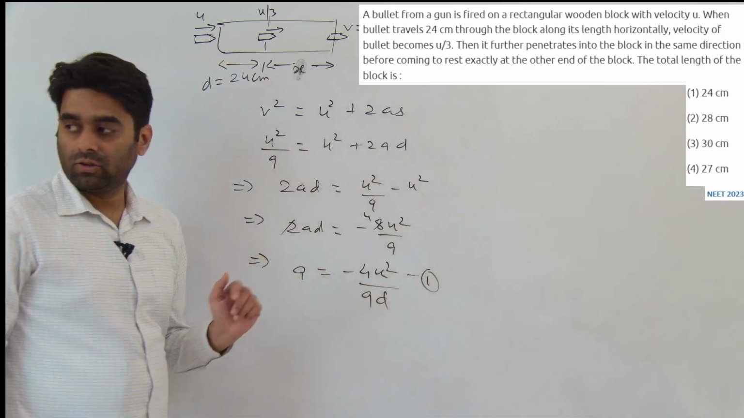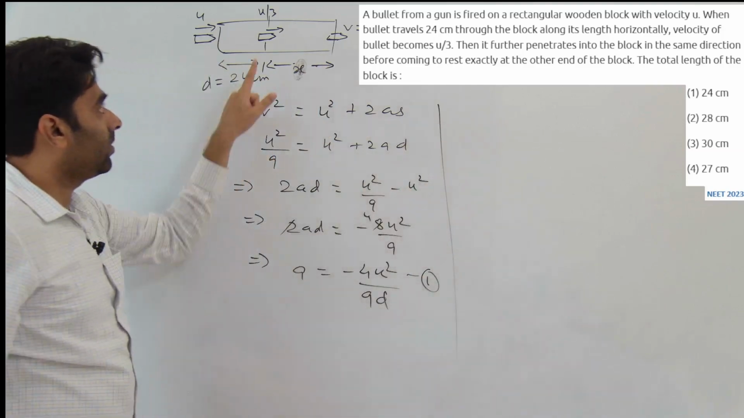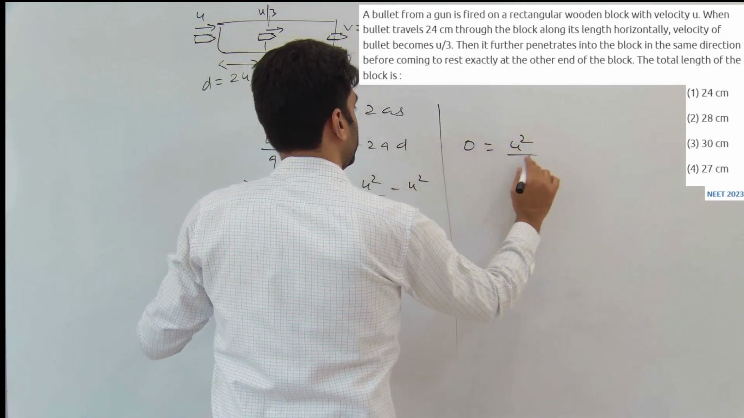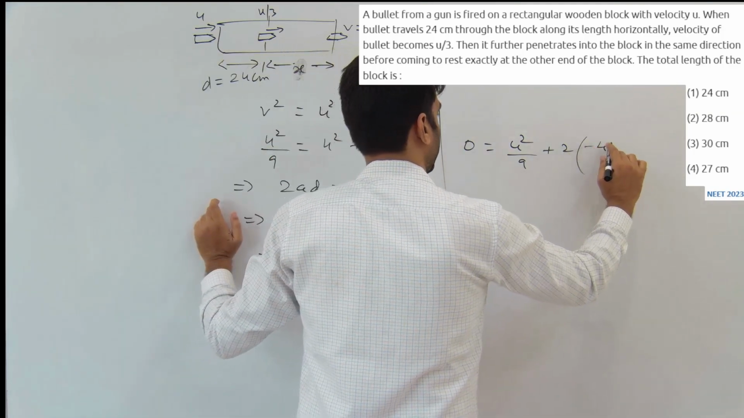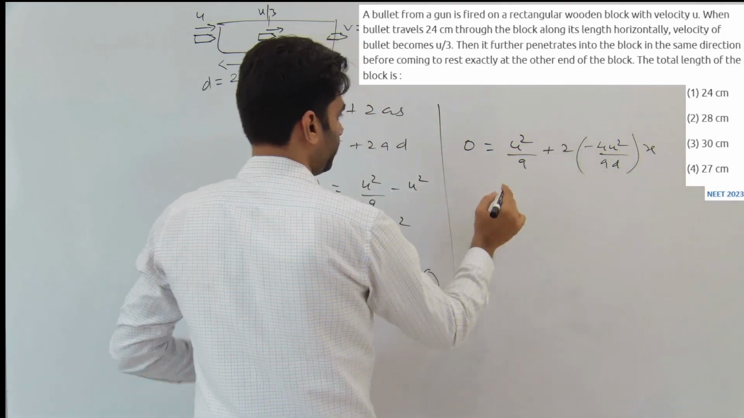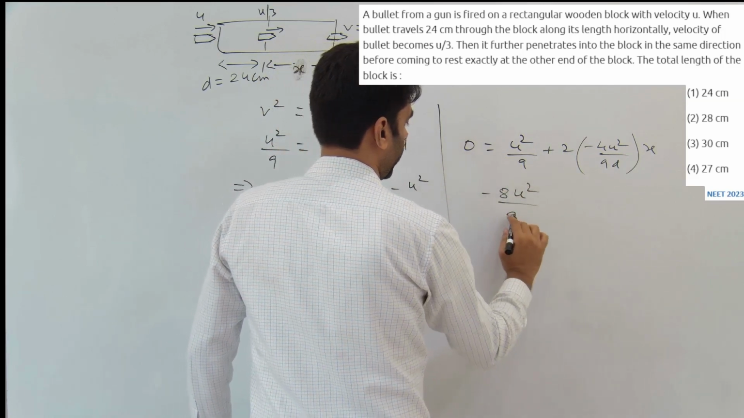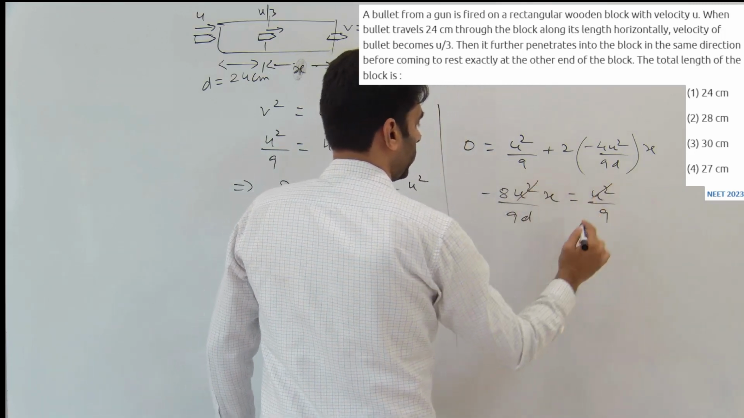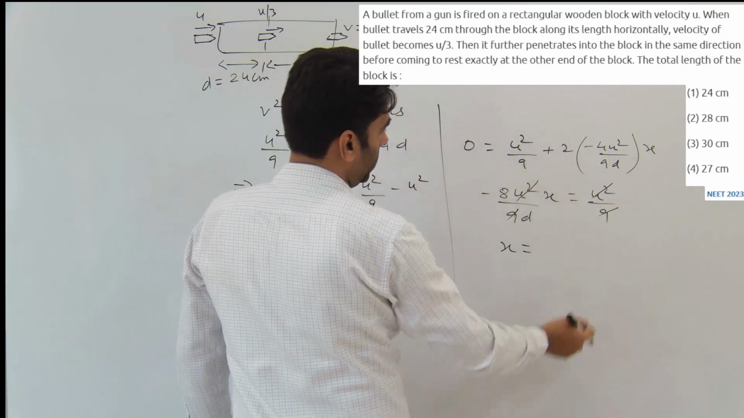Okay. Now let us use this acceleration for the second part of the journey, that is when it travels a distance of x. In that, initial velocity is u by 3, final velocity is 0. So we can write down 0 is equal to u square by 9 plus 2 into a, we calculated over here, minus 4u square by 9d, into this distance x. Let's simplify it. So we get minus 8u square by 9dx is equal to u square by 9. u square cancels, 9 cancels out.